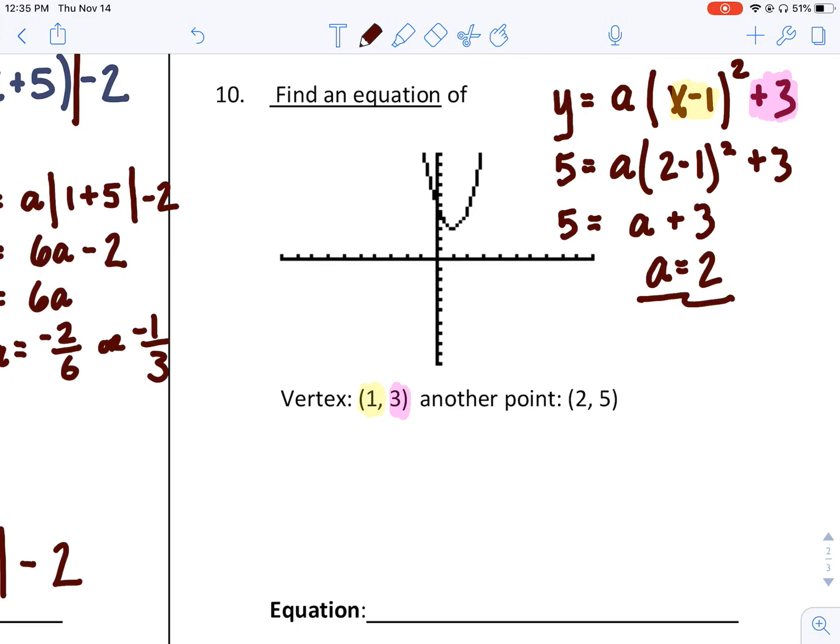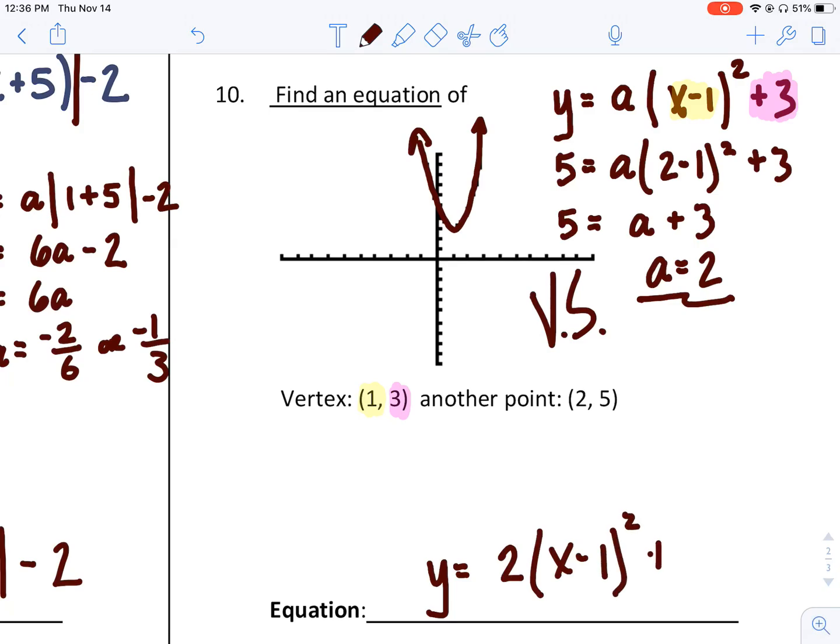So that means that it was a vertical stretch, right? This one is a vertical stretch, which makes it skinnier, which it does look a little skinnier. It looks like the y values are increasing at a faster rate. So we have y is equal to 2 times x minus 1 squared plus 3. So, that's the process for day 6. You're solving for those a's and you're writing an equation. It's not the only equation, but it is an equation that makes those true. So, there you go.